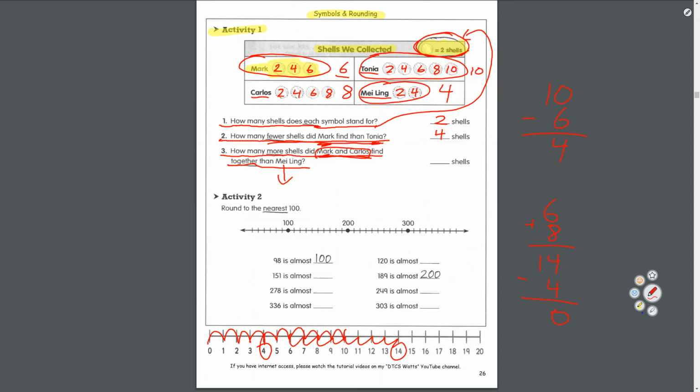4 take away 4 equals 0. Drop the 1 equals 10. So how many more shells did Mark and Carlos find together than Mei Ling? 10.